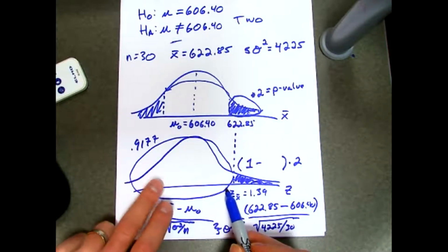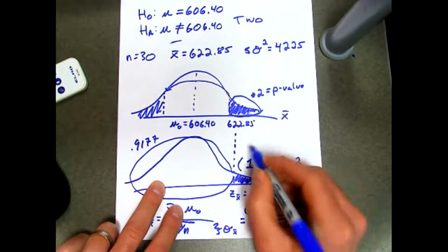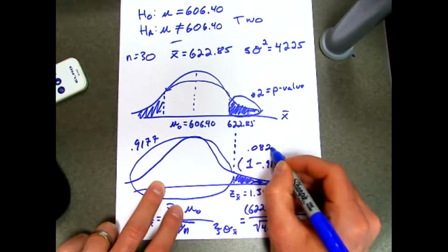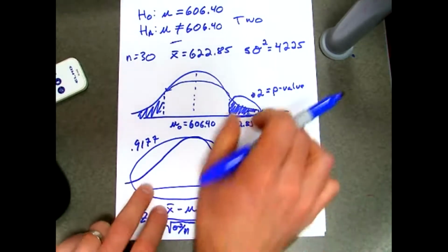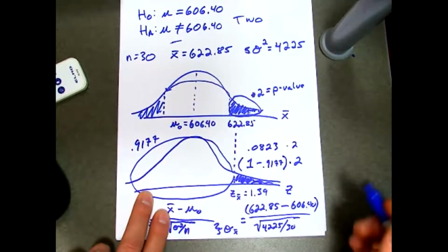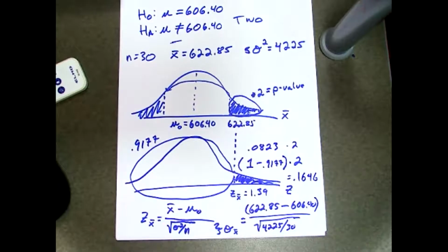Oh yeah, I had to find the area to the right. The table gave me the area to the left, so I subtract that from 1. It's what, 0.0823. And then I'll multiply that by 2 to get my total p-value because I have two tails with a two-tailed test. Right? So I think if you do that, you should get 0.1646. Okay.